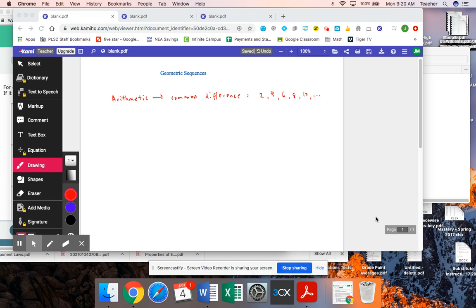All right, we're going to talk about geometric sequences now. And the way I'm going to start that off is by first comparing that to an arithmetic sequence. If you remember, in an arithmetic sequence we had a common difference. So this would be an example of an arithmetic sequence. When we go from here to here, we added 2. From here to here, we added 2. From here to here, we added 2. So we had a common difference. We called it d, and it would be 2 in this case.